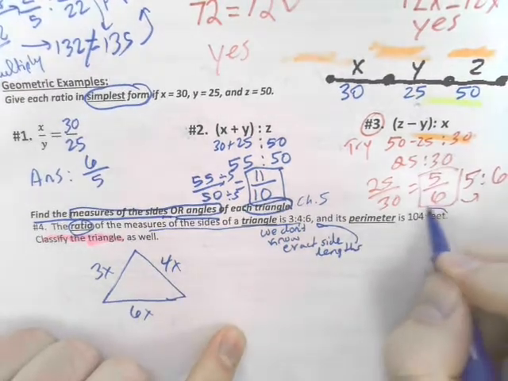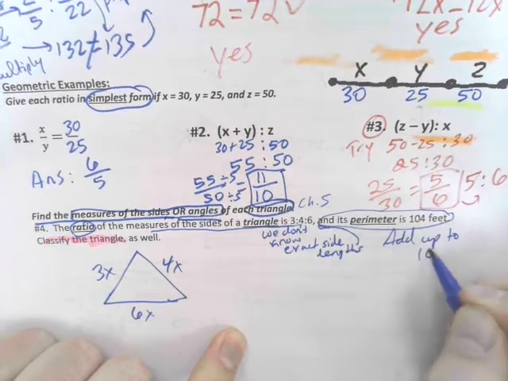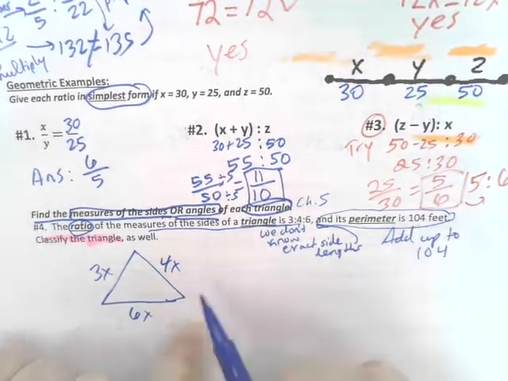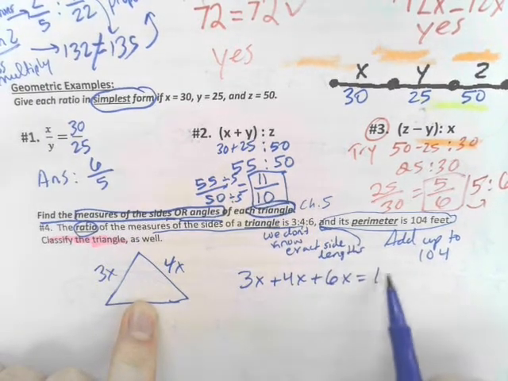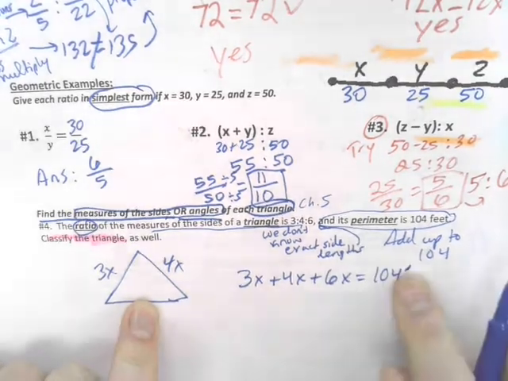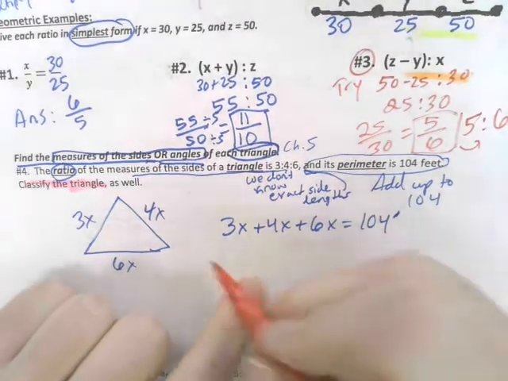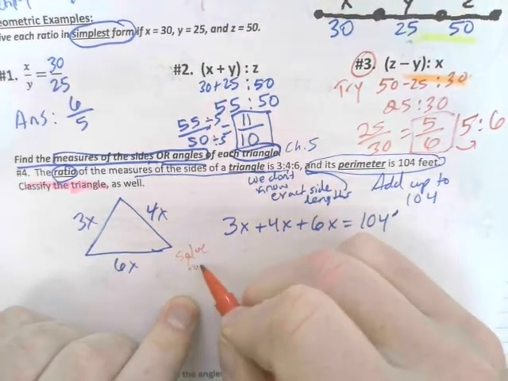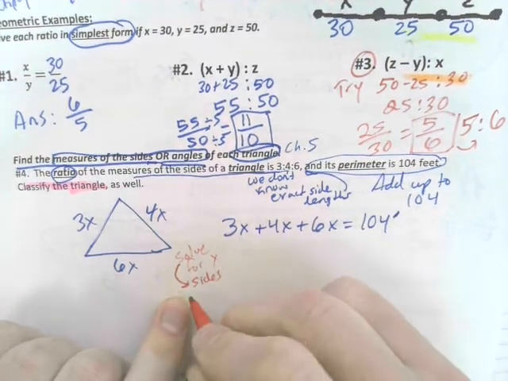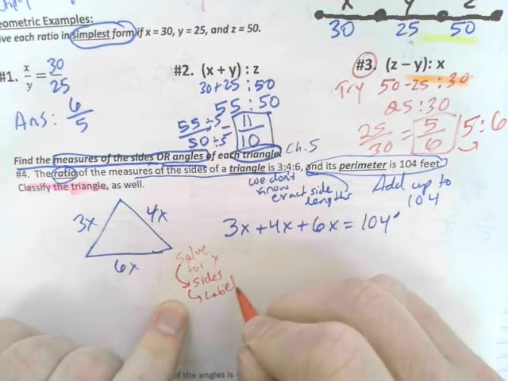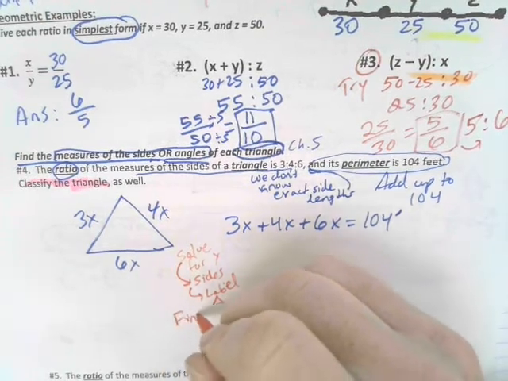Now, we do know that they're going to add up. Perimeter is going to be 104, so they add up to 104 because that is all the sides added together. So you've got 3x plus 4x plus 6x all added up to be 104 feet. So what I want you guys to do, I want you to solve. Remember, solve for x. Use that to find the sides. And then label the triangle based off its sides. So let's see if you guys can finish this problem.